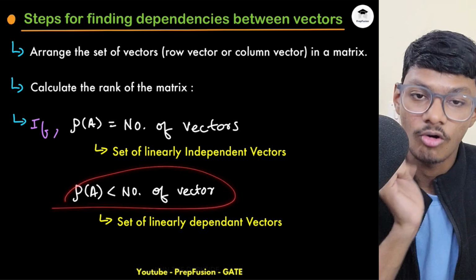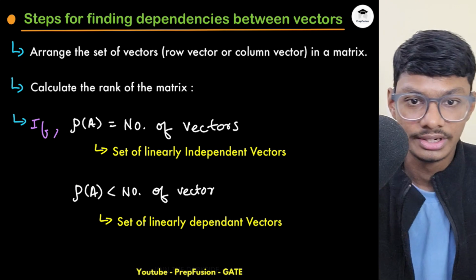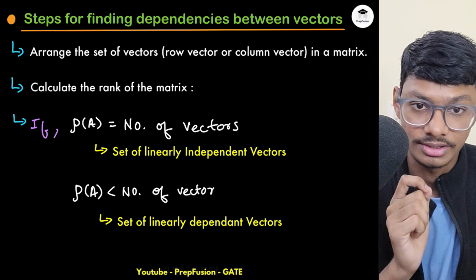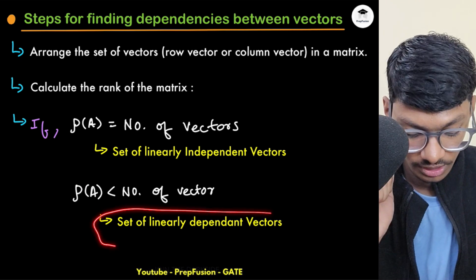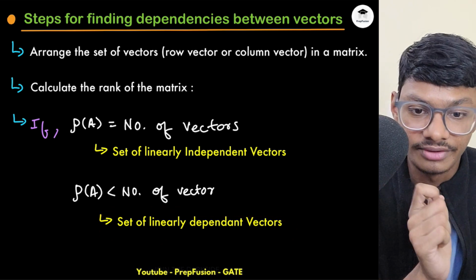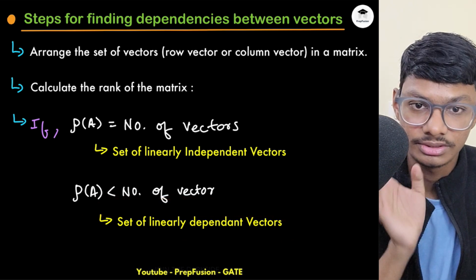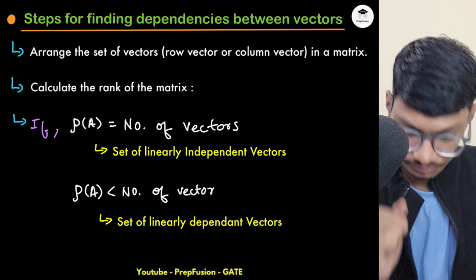Now, if the rank of A, that whatever matrix we created, is less than the number of vectors, then it will be a set of linearly dependent vectors, not independent vectors. Okay.